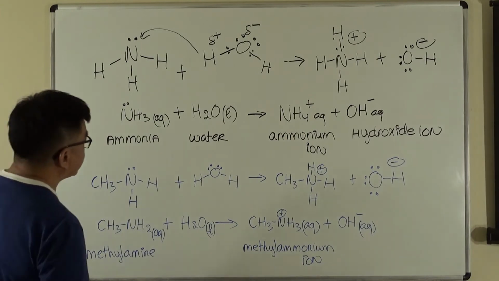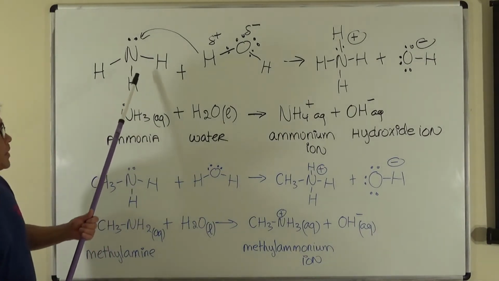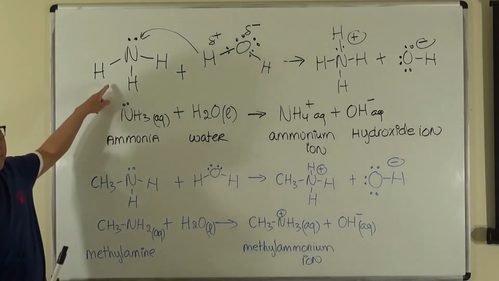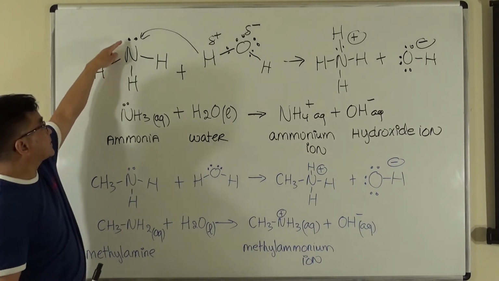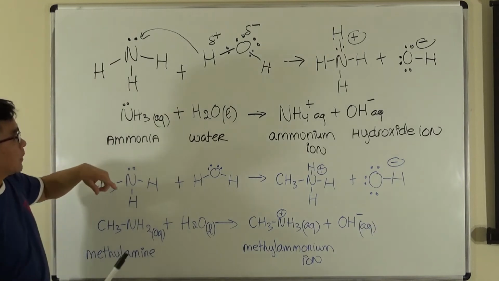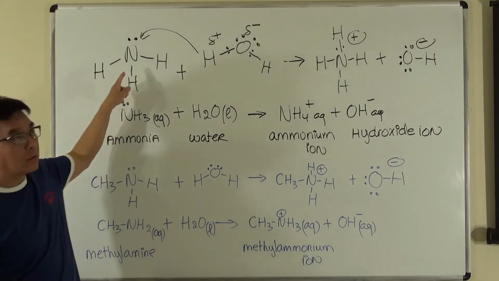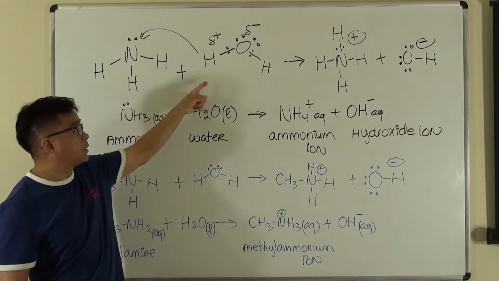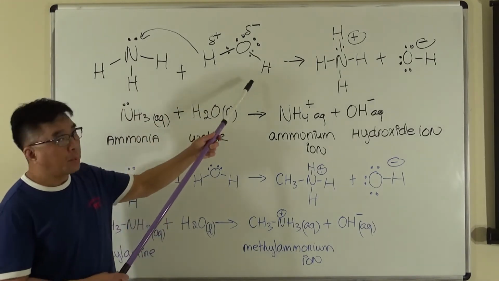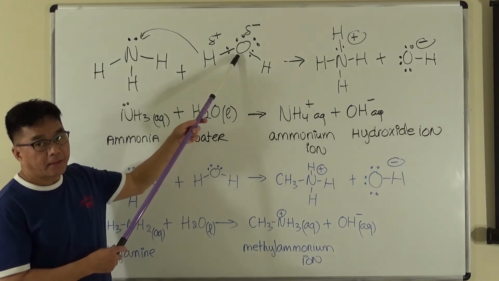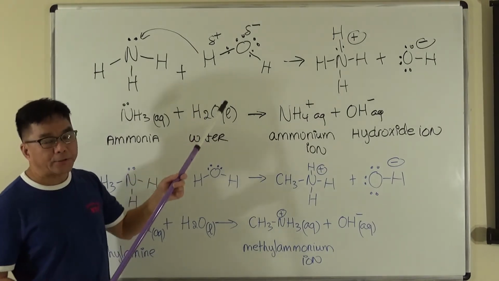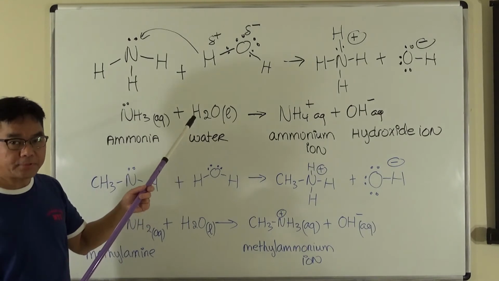Okay, so here's the ammonia. This is a Lewis structure of ammonia, and here it has a lone pair of electrons. So when ammonia dissolves in water, you know water is polar because oxygen is more electronegative than hydrogen. We'll talk about electronegativity in one of the later chapters.